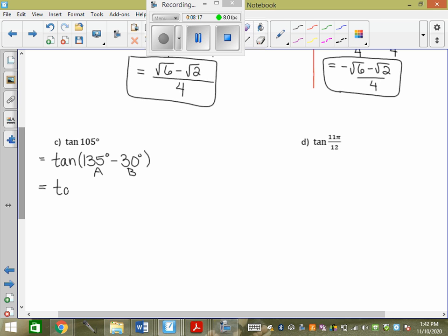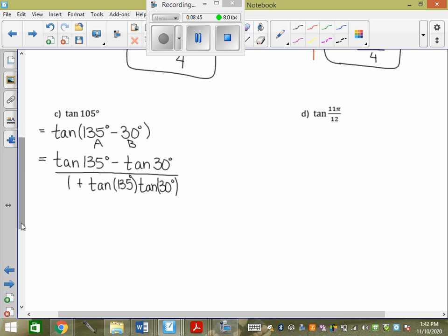So that would go into my minus tan. So I'd get tan of 135 minus tan of 30, all over 1 plus tan 135 tan of 30. What's tan of 135? If I go to 135 and I divide them, it's going to be negative 1. So I'm going to write this up here to help myself out. Tan of 135 is negative 1.